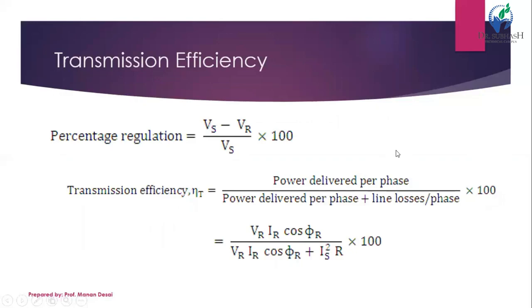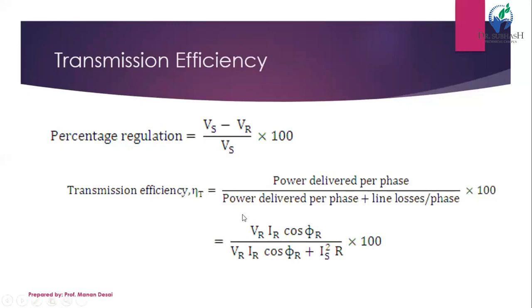Transmission efficiency. After all calculations are done, we have to calculate the transmission efficiency and percentage regulation. So percentage regulation is the regulation between no load to full load variations. So Vs minus Vr upon Vs. Vs is considered as no load, minus Vr is considered as full load, upon no load. So Vs minus Vr upon Vs into 100 is the percentage regulation.